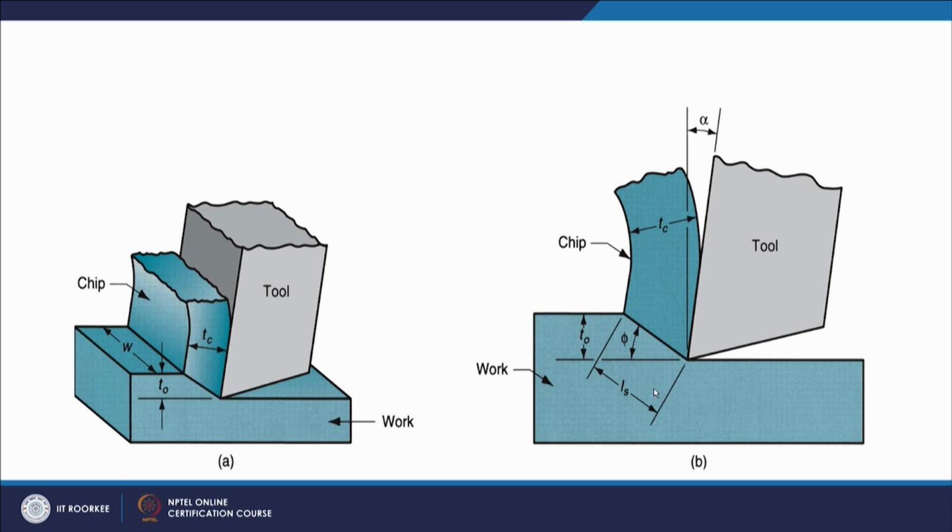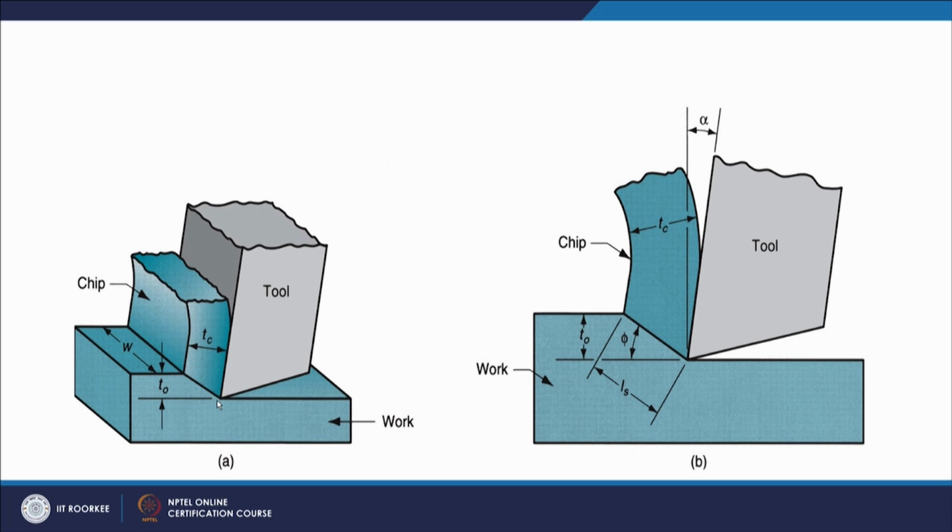In the two dimensional diagram, the same thing can be represented like this. Here angle phi is the shear plane angle, T naught is the uncut chip thickness and Tc is the cut chip thickness, alpha is the rake angle. The width is important to see in the 3-dimensional view, because we do not get it in the 2-dimensional figure. So this width needs to be considered while calculating the shear area.